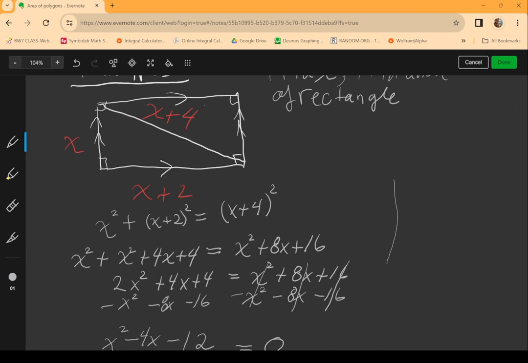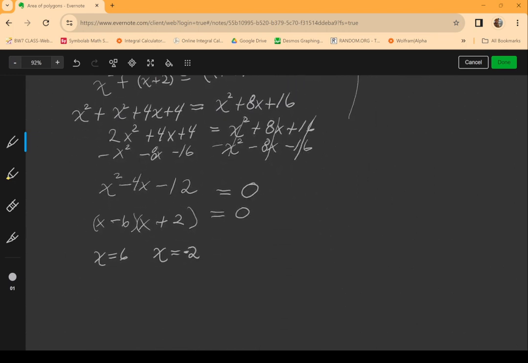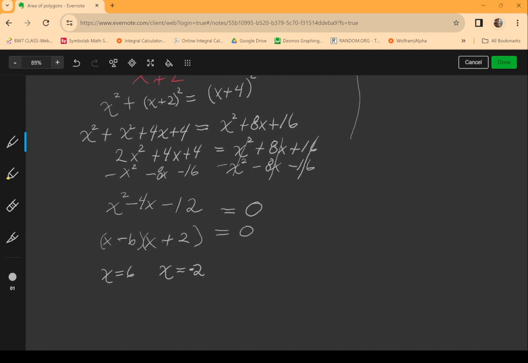The problem I'm going to have is when I get a value for -2, it does not make sense to say that the length of this rectangle is -2 units. So here, in our application, while algebraically this is correct, we only have one rectangle and x is equal to 6.